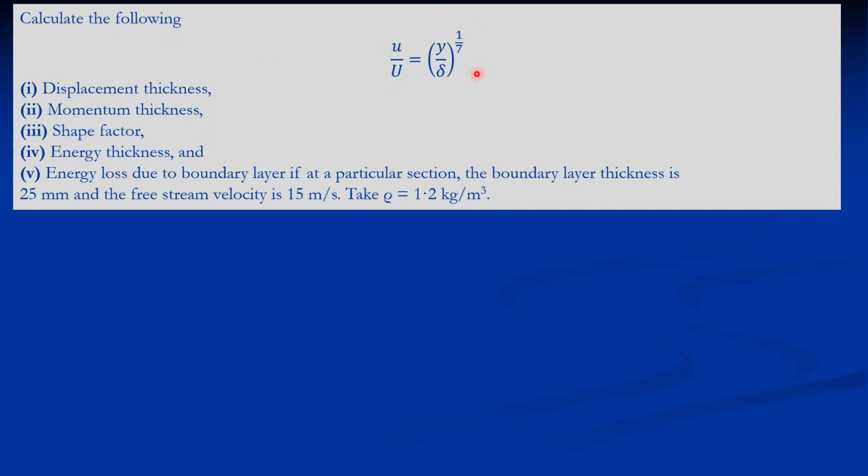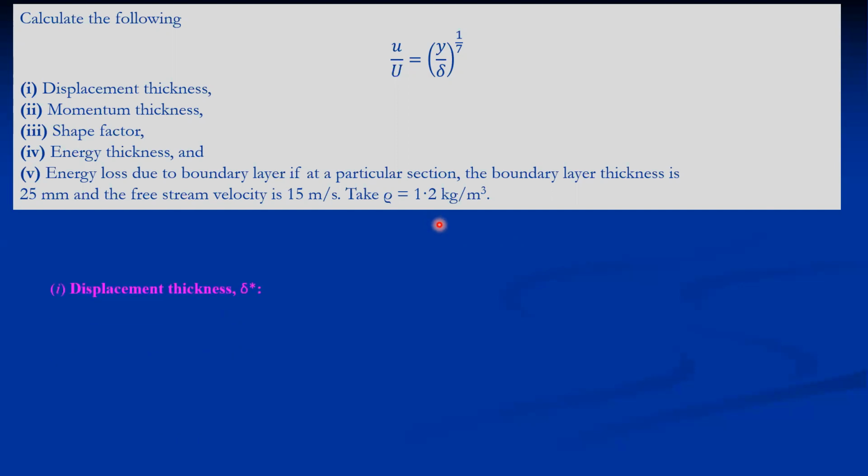Here the velocity profile is given. From this velocity profile, we can easily tell which type of flow it is. This is a power law, so this is a velocity profile for turbulent flow. Now for this velocity profile, we have to calculate these thicknesses: displacement, momentum, energy, shape factor, as well as energy loss due to boundary layer. At a particular section, the boundary layer thickness delta is given as 25 mm, the free stream velocity capital U is given as 15 meter per second, and density is also given, that is 1 kg per meter.